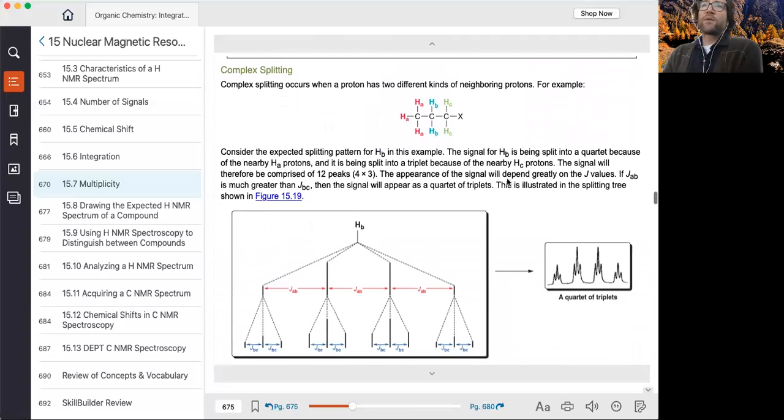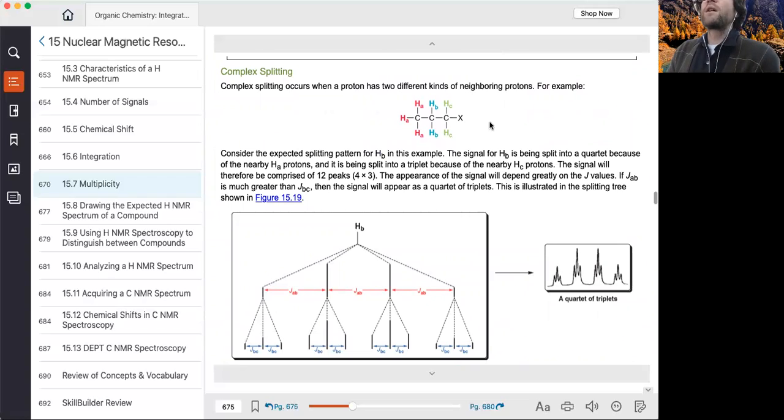So last, let's look at what's called complex splitting. So let's say you're looking at A. If you're looking at proton A, it has only one set of neighbors. That's B. So you would expect the signal for A to be a triplet. But if you're looking at B, you have not only one set of neighbors, which would give rise to a quartet, but also a set of neighbors to the right, which would be HC, that should give you a triplet. And what you see is not a quartet and a triplet. What you see is a quartet of triplets as shown here.